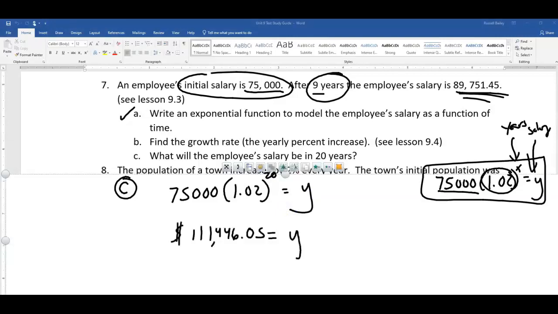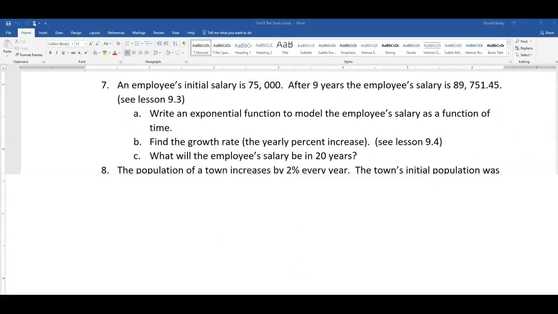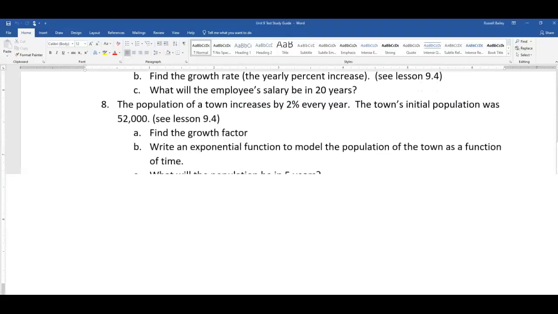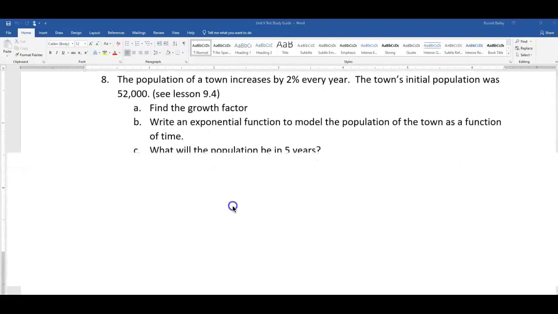Now, make sure that as you are working through these exercises that you are actually trying this on the calculator rather than just writing down what I put, because on the test, you're going to need to know how to use your calculator. All right, let's take a look at question number 8.